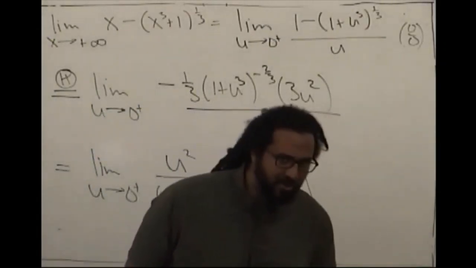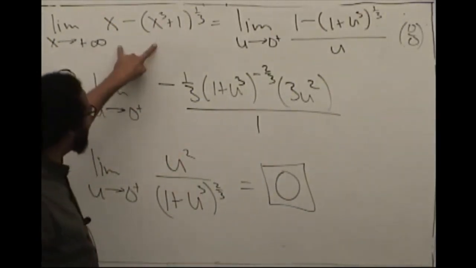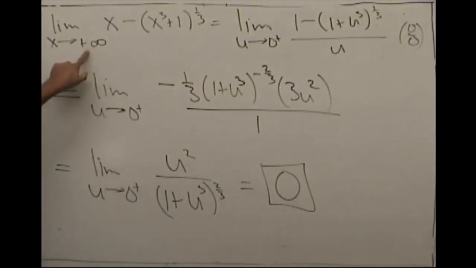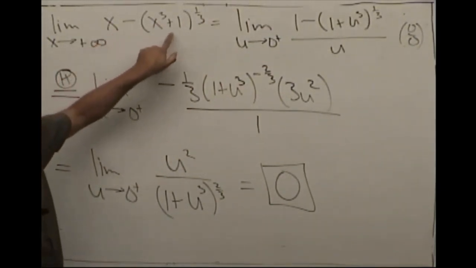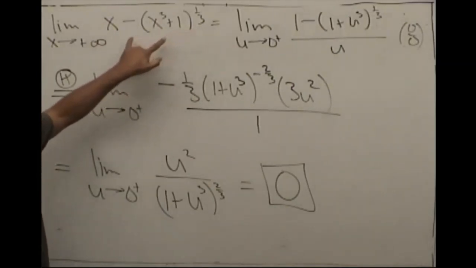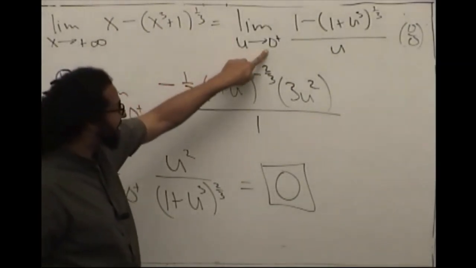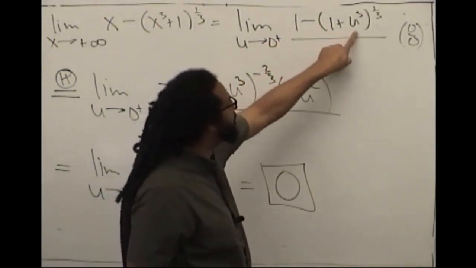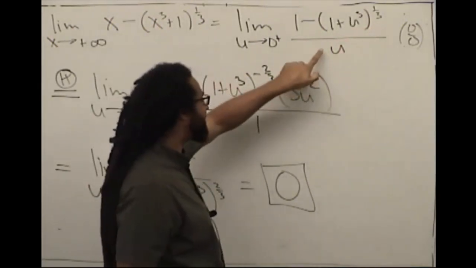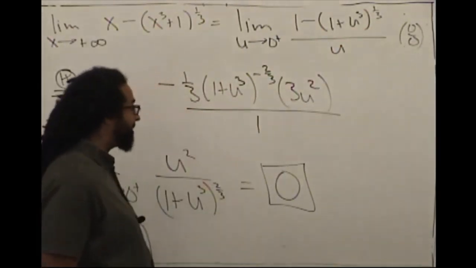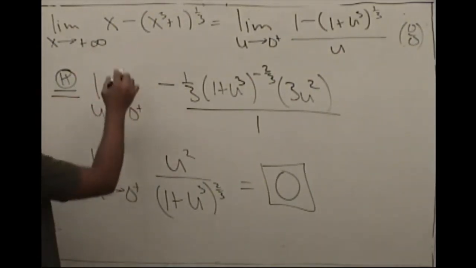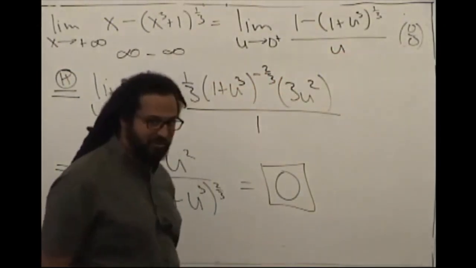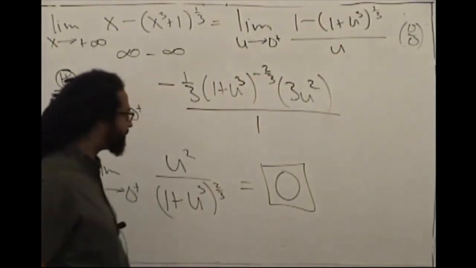Okay, so we have gone through great pains to rewrite this function as a fraction. And so the limit as x goes to infinity of x minus the quantity x cubed plus 1 to the 1/3 power can be rewritten as the limit as u goes to 0 from the right of 1 minus the quantity 1 plus u cubed raised to the 1/3 power, and then all of that divided by u. So we've switched this thing from an infinity minus infinity form to a 0 over 0 form. So now we can apply L'Hopital's rule.